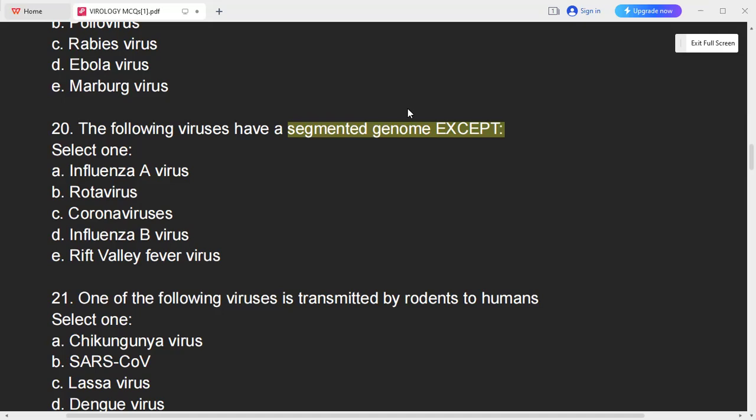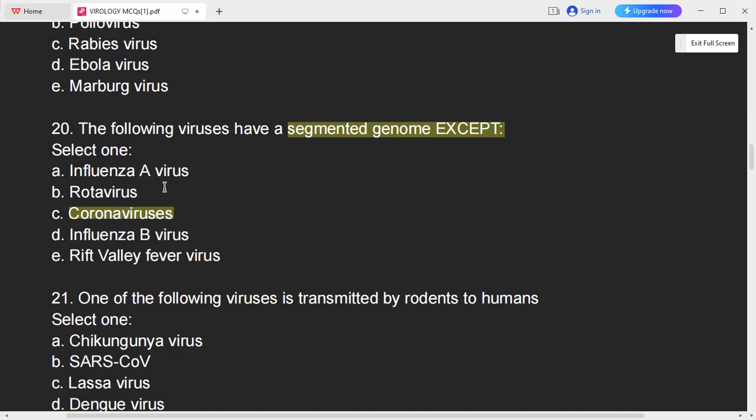Except. Oh my God, I'm seeing very many answers. Some are saying C, some are saying E, A. So the answer is C. Coronavirus is not segmented. So the segmented genome viruses are Bunyavirus, Orthomyxoviridae, which is influenza A, arenavirus, and reovirus. Reovirus includes rotavirus.